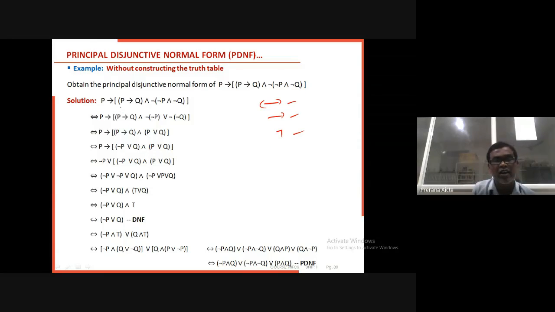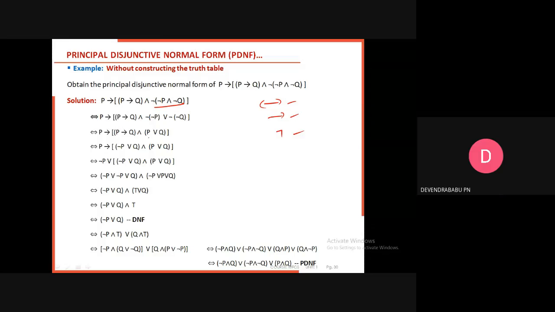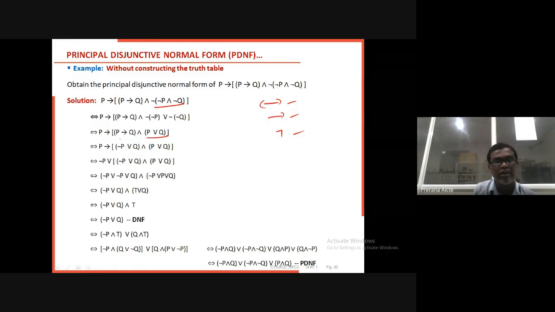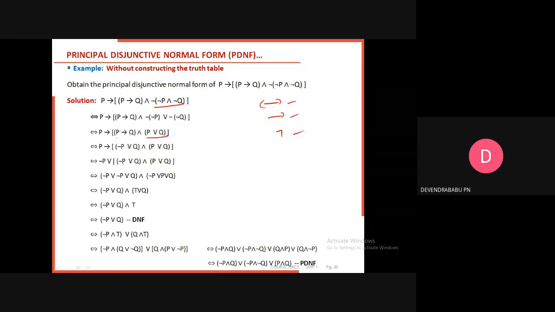So here we have P implies Q and negation of (negation P and negation Q). First I am applying De Morgan's law for this one. Now this becomes P or Q, and later on I am applying the rule for P implies Q.